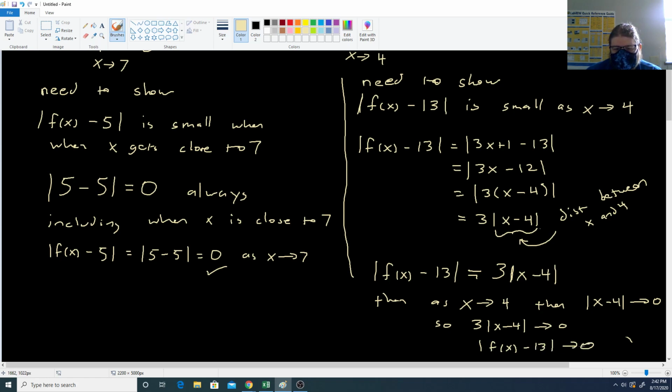So basically this whole thing here is true because the distance between f of x and 13 is a multiple of x minus 4. And since 4 is the number that you're looking to be close to, that had everything work out nicely in this case. So we'll stop there.